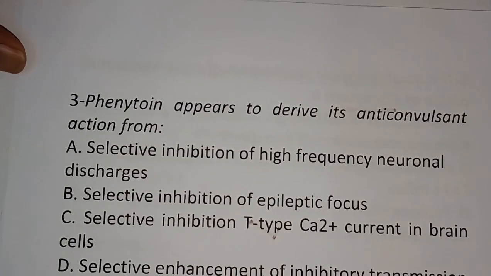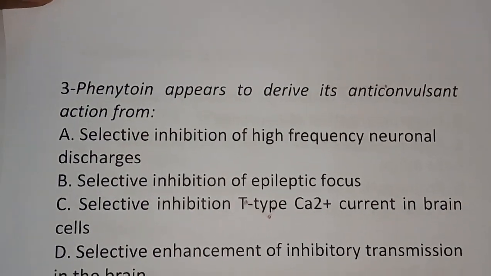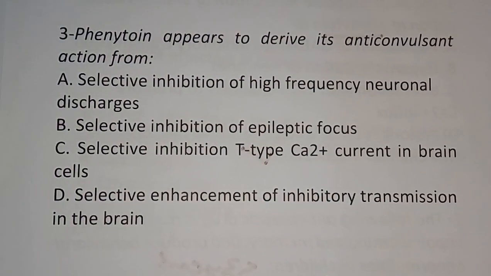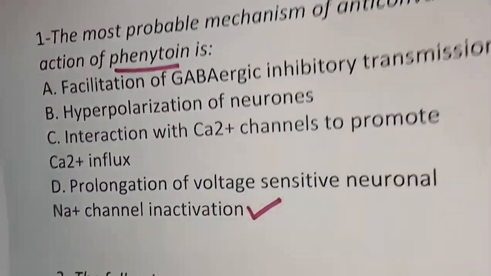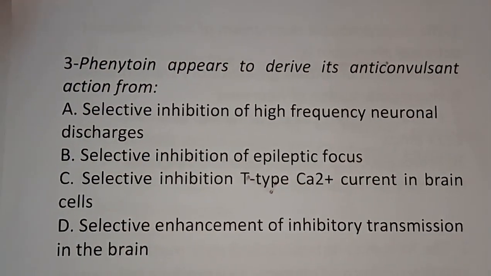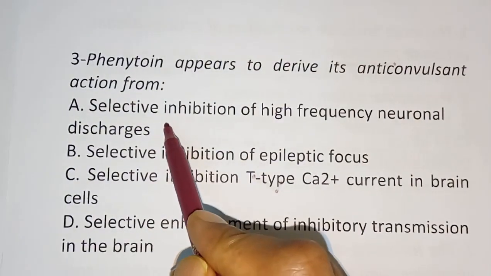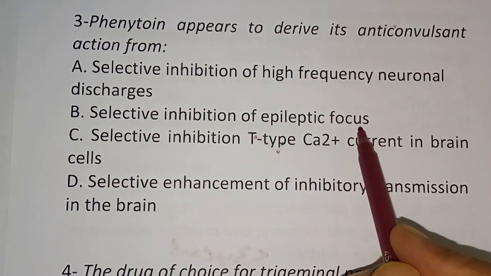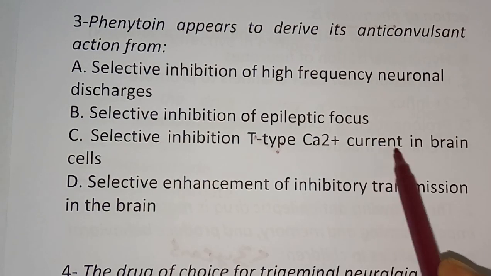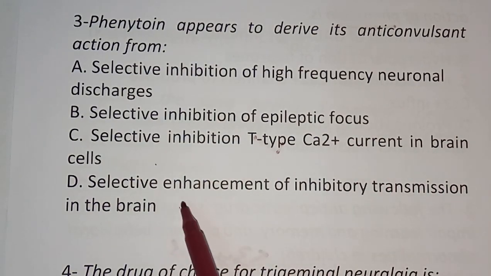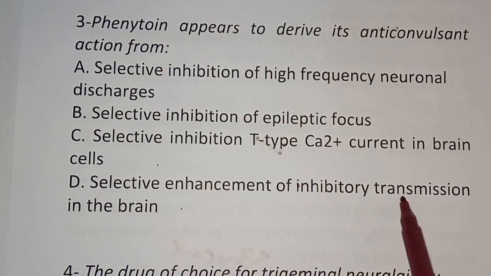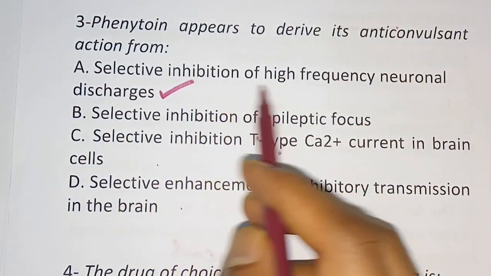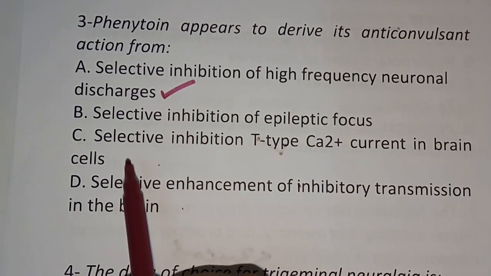Question number 3. Phenytoin appears to derive its anticonvulsant action from what? The question is repeated from the first question. Here also it is a mechanism related question of phenytoin. Options are selective inhibition of high frequency neuronal discharge, selective inhibition of epileptic focus, selective inhibition of T-type calcium current in the brain cell, and last option, selective enhancement of inhibitory transmission in the brain. The correct answer for this question is inhibition of high frequency neuronal discharge.